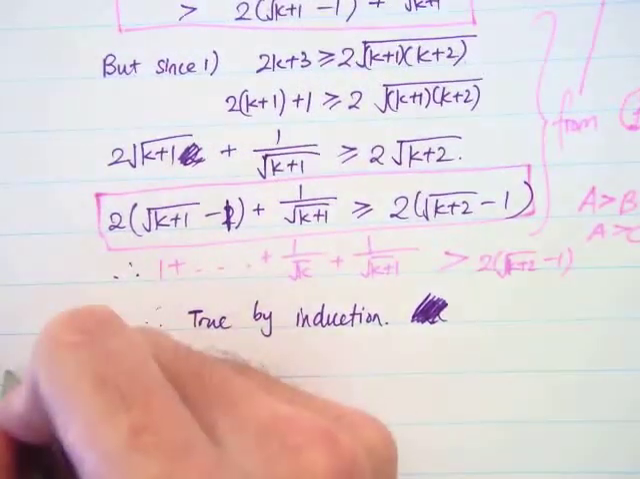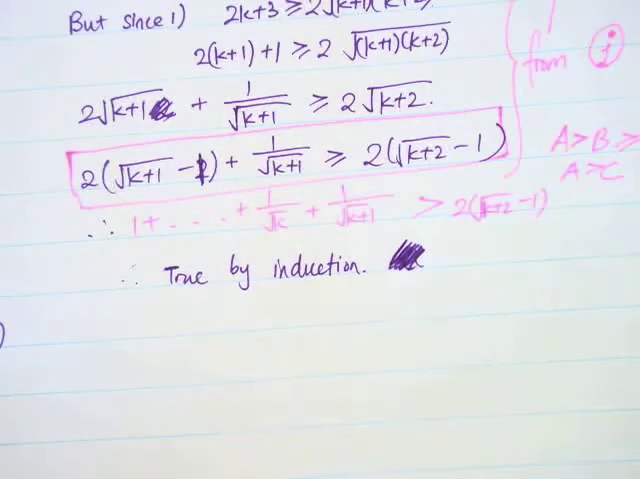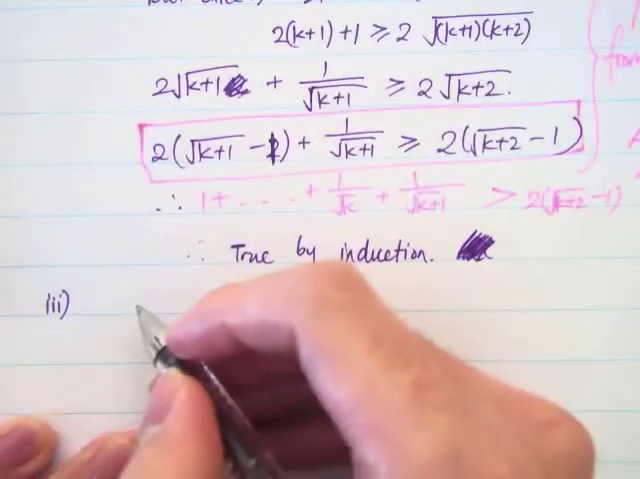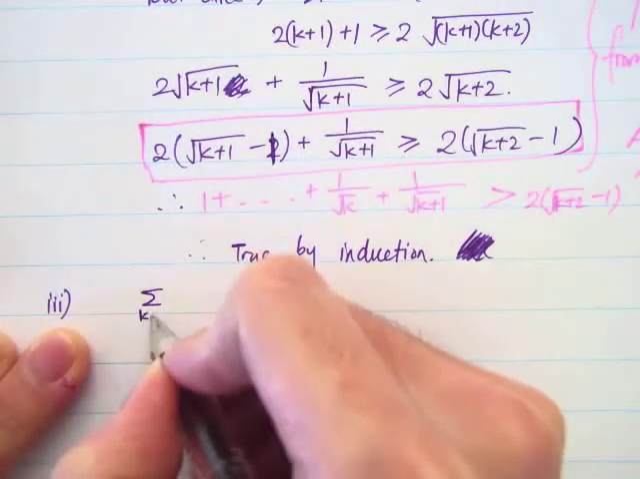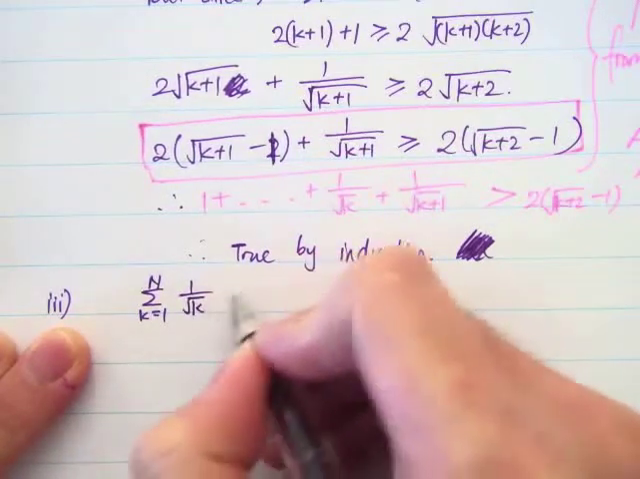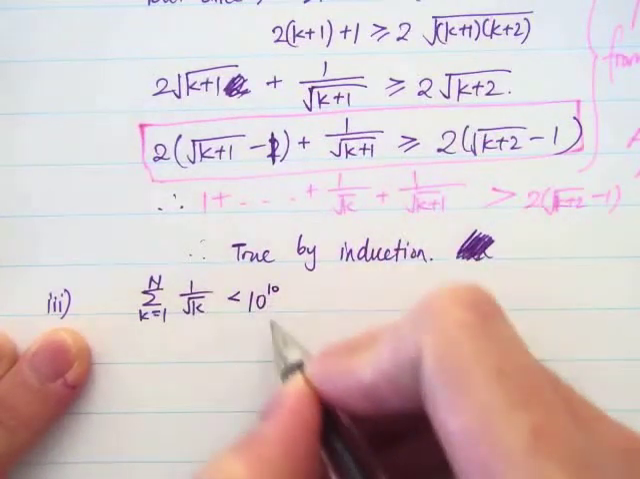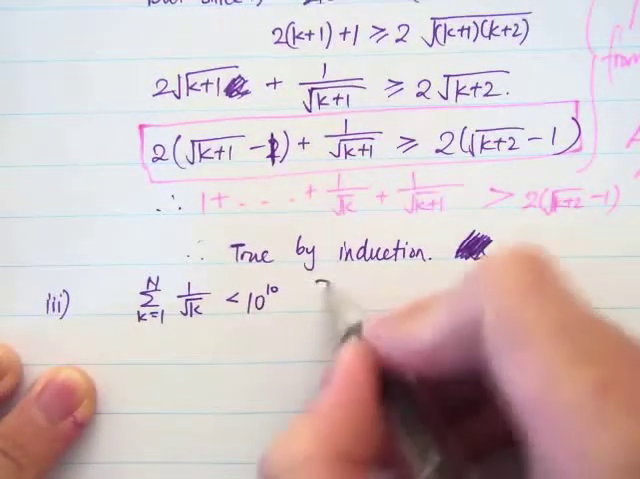Now, for part 3, if you can discuss the validity of this statement, they want you to think about the idea that the sum from k equals 1 to n of 1 on root k is less than 10 to the power of 10. Now, 10 to the power of 10 is a really big number, but is this even true?